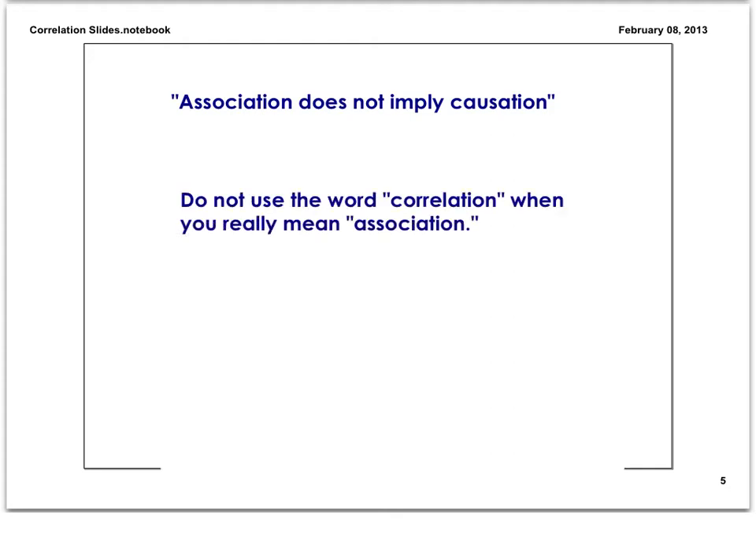Secondly, don't use the word correlation when you really mean association. And that's important in AP statistics. You may be able to get away with that in the outside world, so to speak, but we want to say that two variables are strongly associated as opposed to saying strongly correlated.